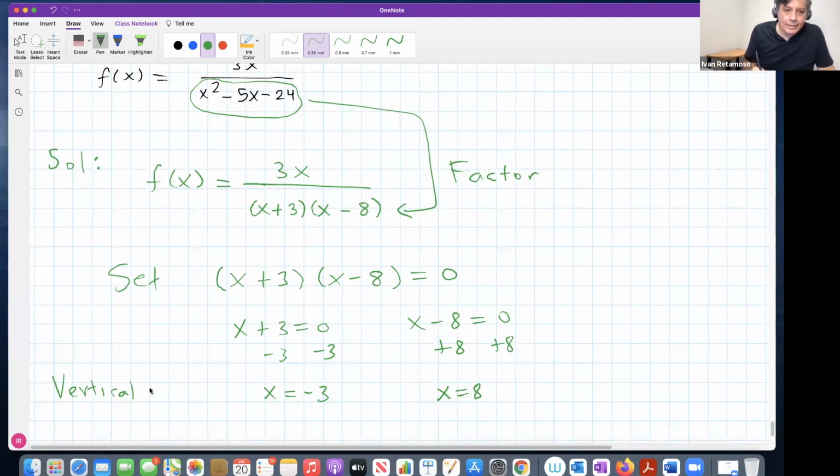Vertical asymptotes are given by these two equations, x equals negative 3 and x equals 8, right? Yeah, as some of you guys already figured out.